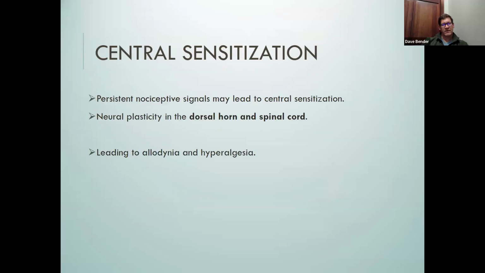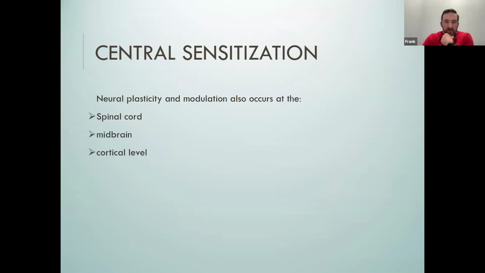I got a little ahead of myself there. All good. And again, central sensitization, this is kind of where we come in: thinking about neuroplasticity, modulation also occurs at the spinal cord, the midbrain, and the cortical level.